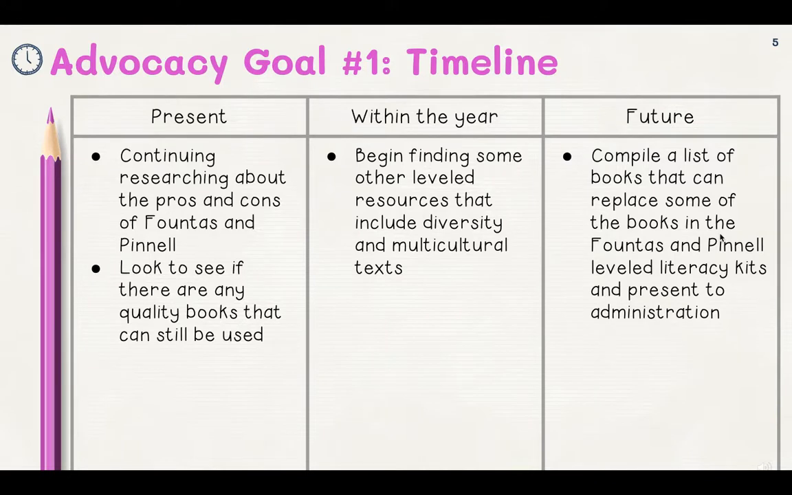And then for the future, this is where I would love to get the school and the grade levels together to compile a list of books that can replace some of the books in the Fountas and Pinnell leveled literacy kits. I think it'd be cool if we could present it to administration and show the study behind it.